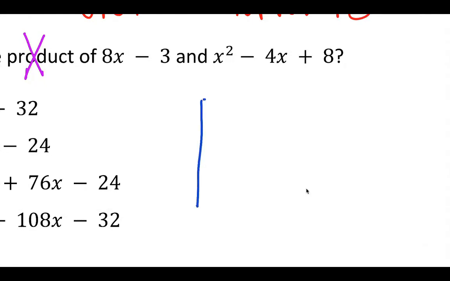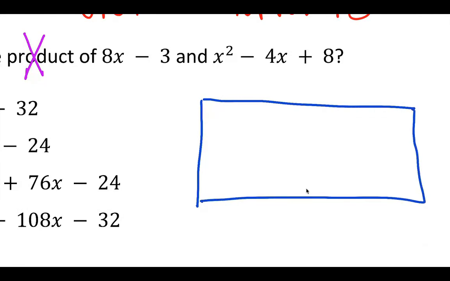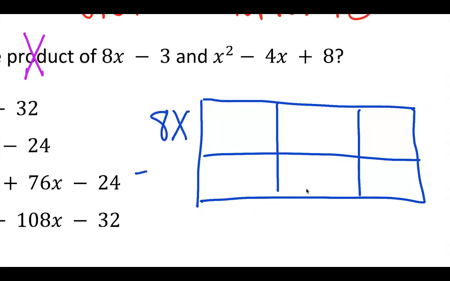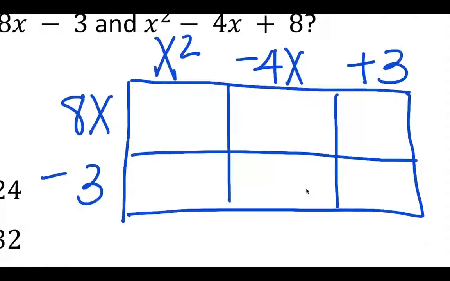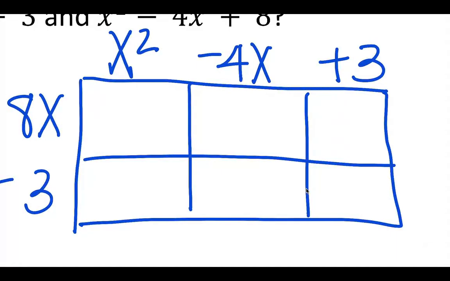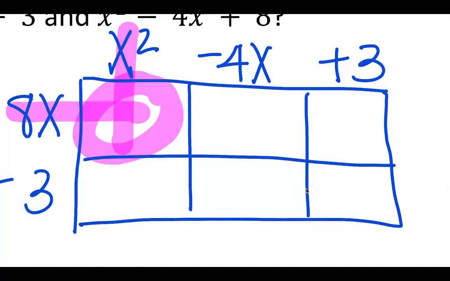So I'm going to do a 2 by 3 box. I'm going to have 8x minus 3 down here and x squared minus 4x plus 8. You could have also done 3 down vertically and then 2 horizontally. It would work out the same. So first I'm going to multiply x squared times 8x to get this box.